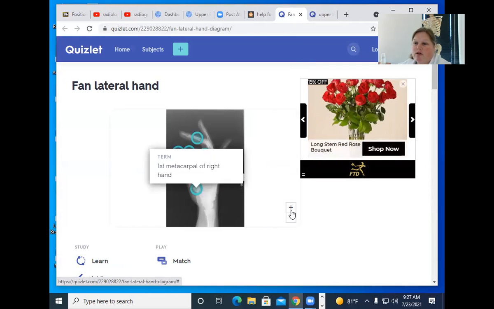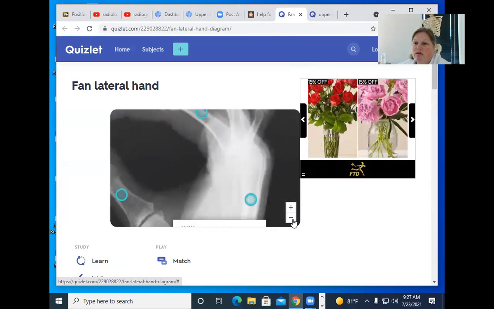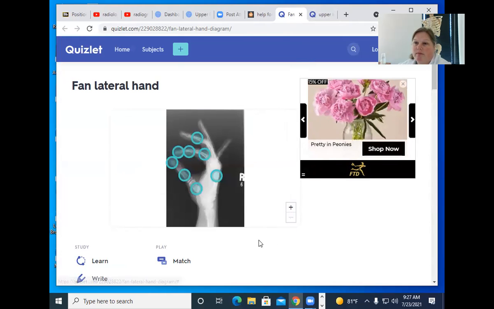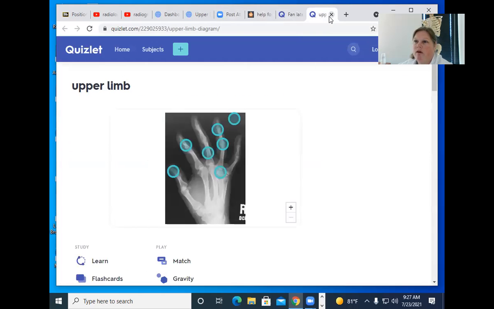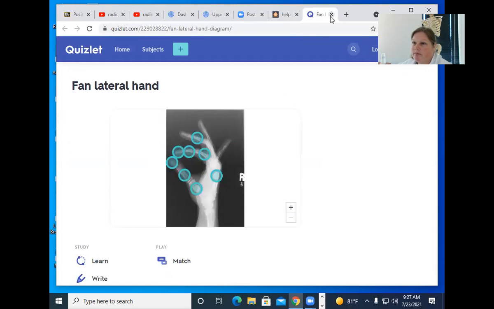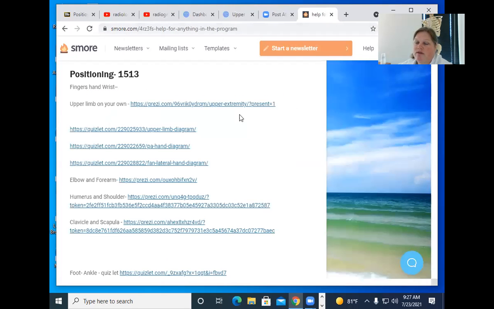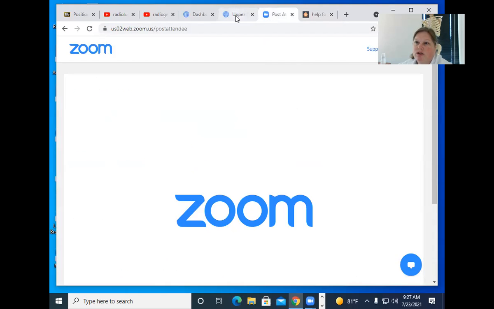I believe you can zoom in, yes. I'll have different Quizlets, or sometimes I'll have something called a Socrative quiz or even a Kahoot quiz for each thing.